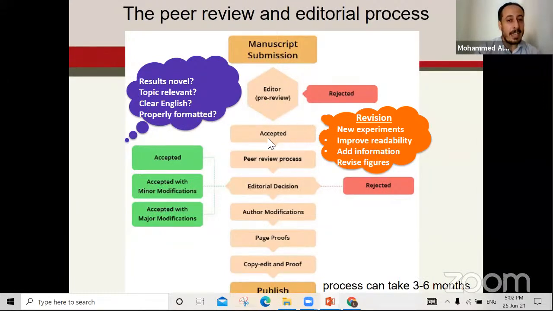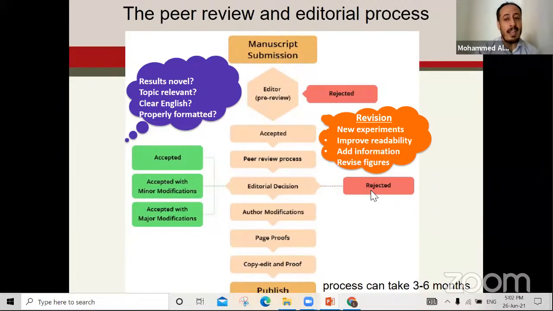If it passes this stage, we send it to the peer review process, to 2 to 3 reviewers from the field, and they should be from different countries. The reviewers will go through the whole manuscript and submit their comments to the editor, usually, and their final decision: either accepted, which is rare, accepted with minor correction, again rare, or accepted with major correction, or rejected.